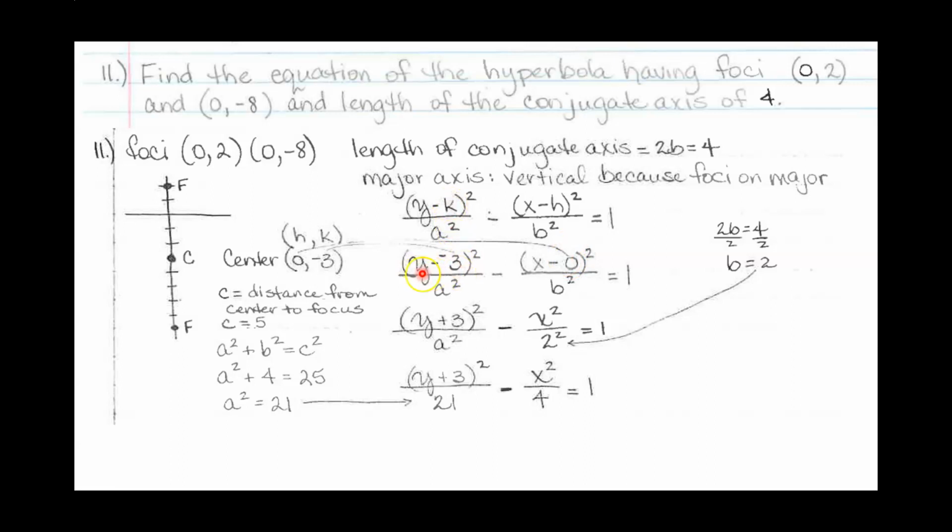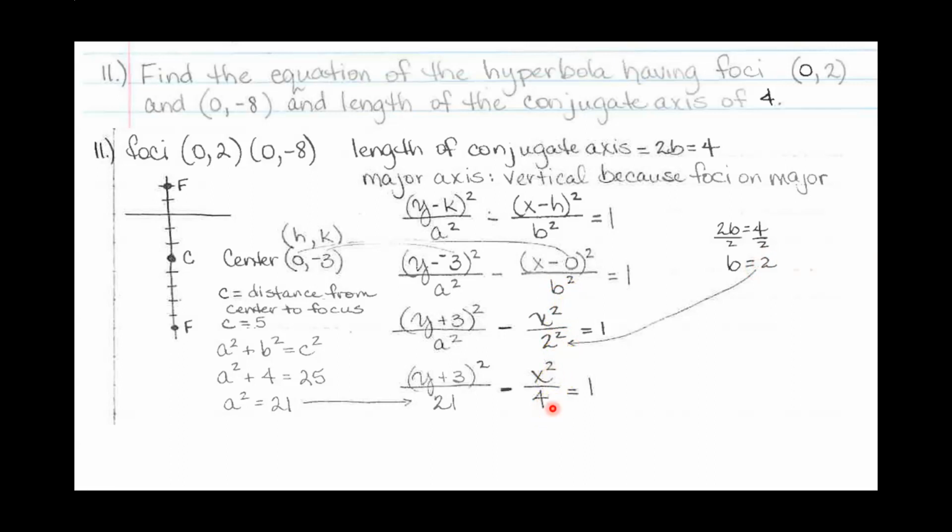So y minus a -3, or the opposite of -3, would be +3. And then, of course, x minus 0 would just give me x squared. Now I need to find a and b. The other fact that they told me was that the length of the conjugate axis is 4. Now, we know that the length of the conjugate axis is 2b. So if we set 2b equal to 4, divide both sides by 2, we find out that b is 2. So let's go ahead and put 2 in for b right there. So 2 squared would be 4.